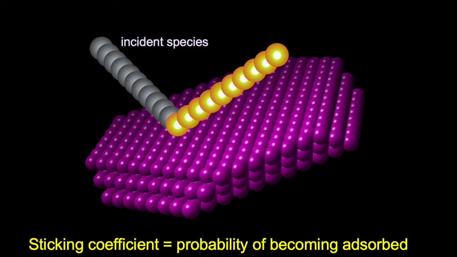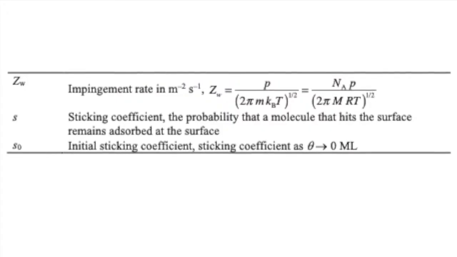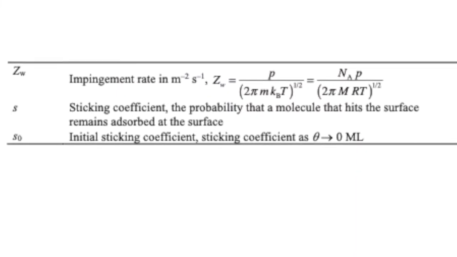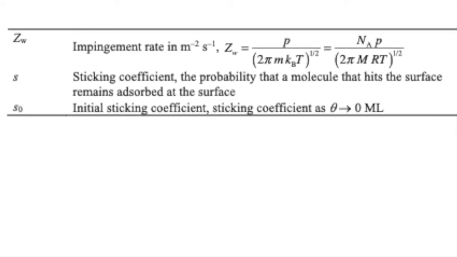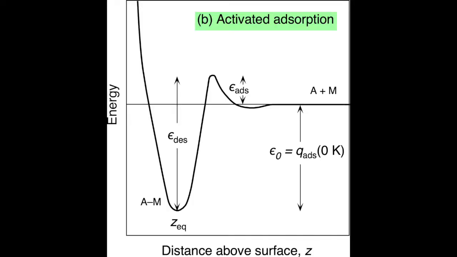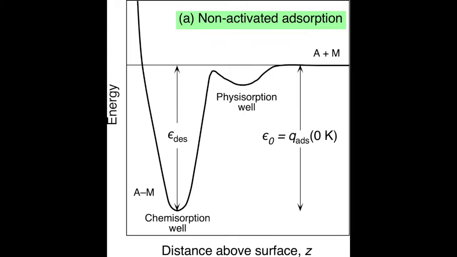But not all molecules that strike the surface stick to the surface. The fraction that sticks is known as the sticking coefficient. The sticking coefficient often changes as the surface fills up with adsorbates. So we differentiate the initial sticking coefficient S0 from the sticking coefficient at arbitrary coverage S. Another thing to remember is that while desorption is always activated, adsorption can be either activated or non-activated.